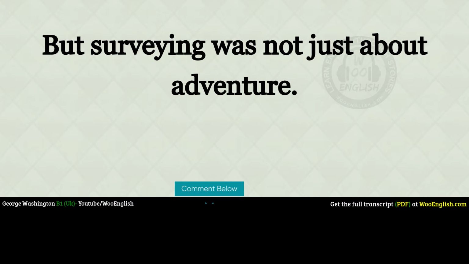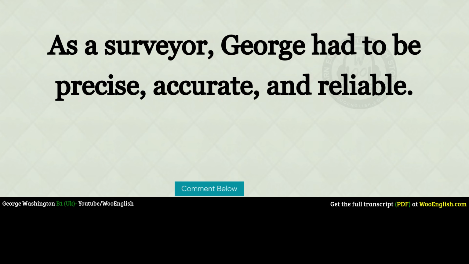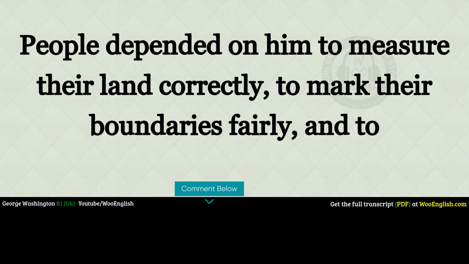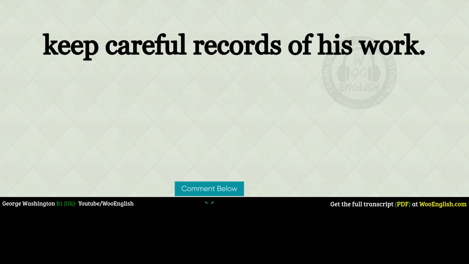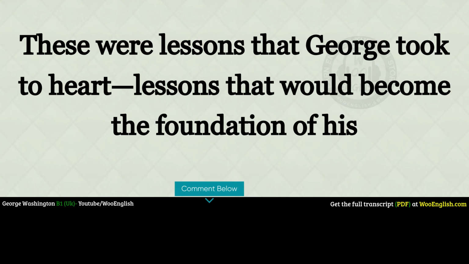But surveying was not just about adventure. It was also about responsibility. As a surveyor, George had to be precise, accurate, and reliable. People depended on him to measure their land correctly, to mark their boundaries fairly, and to keep careful records of his work. This responsibility taught him the importance of attention to detail, of doing a job well, of being trustworthy. These were lessons that George took to heart. Lessons that would become the foundation of his leadership.